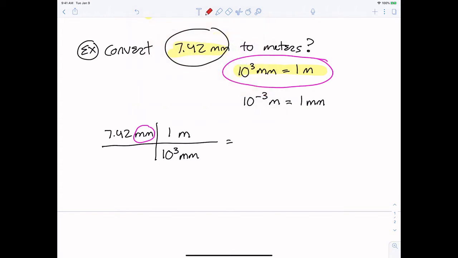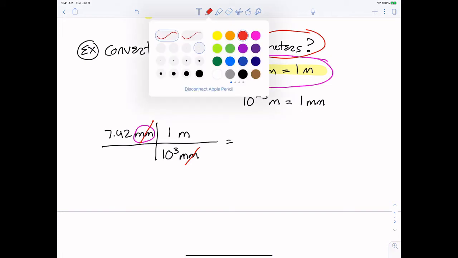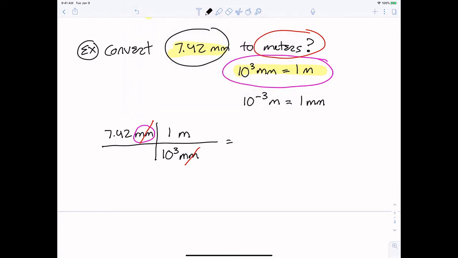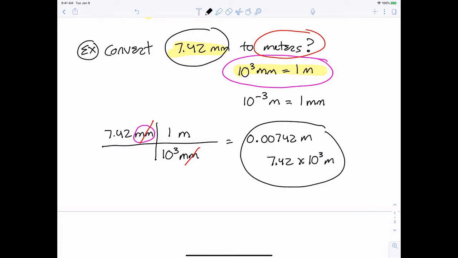I'm going to cancel those units. So millimeters are going to cancel with millimeters. I'm going to be left with meters as my unit, which is what we're trying to solve for. So grabbing my calculator, we're going to type that in there. 7.42 divided by 1,000, or 10 to the third, and we're going to get 0.00742 meters. If you wanted to give it in scientific notation, that's perfectly fine. I would have 7.42 times 10 to the negative third meters. So either one of those is perfectly acceptable for the answer.